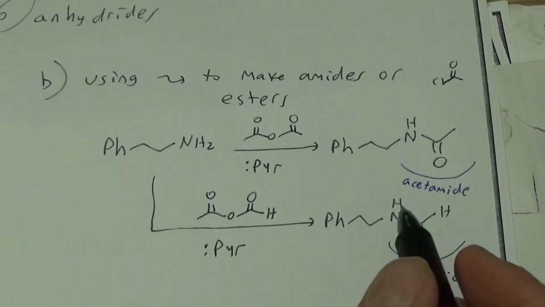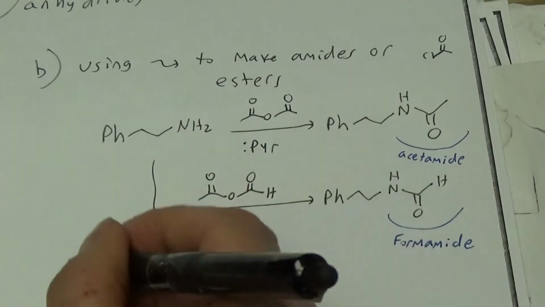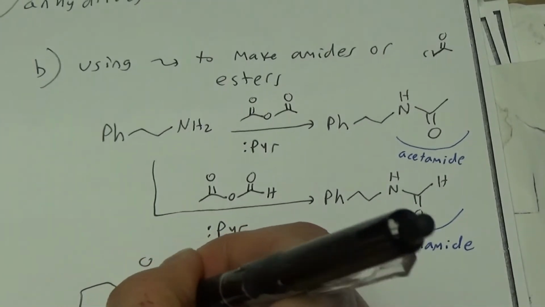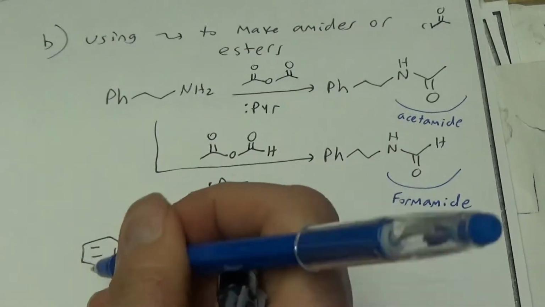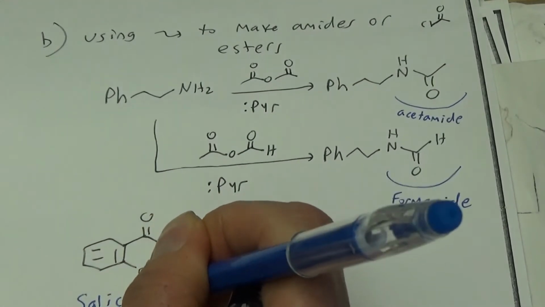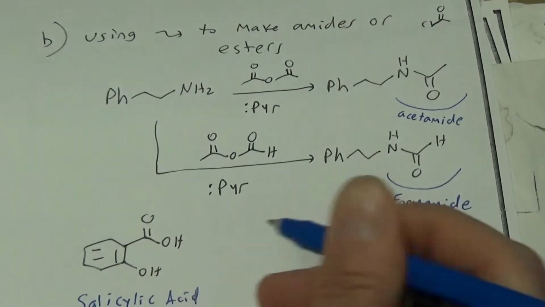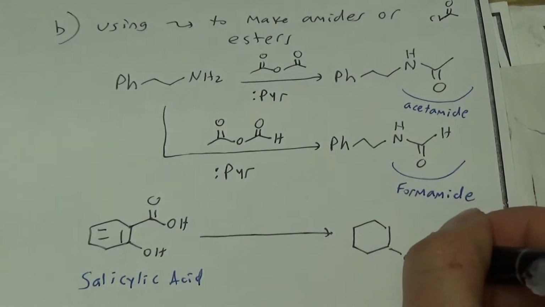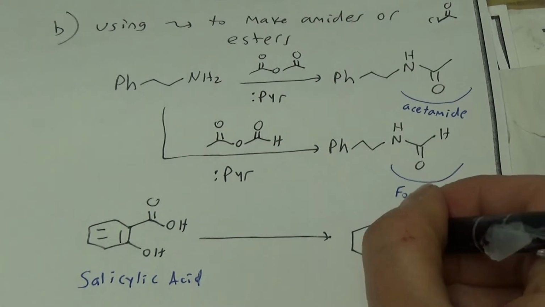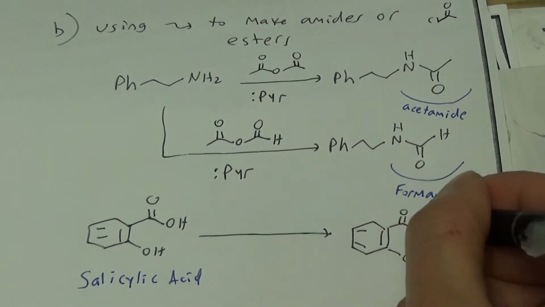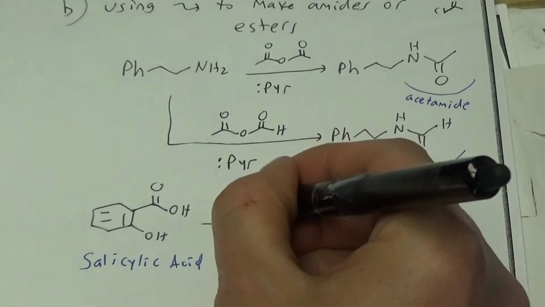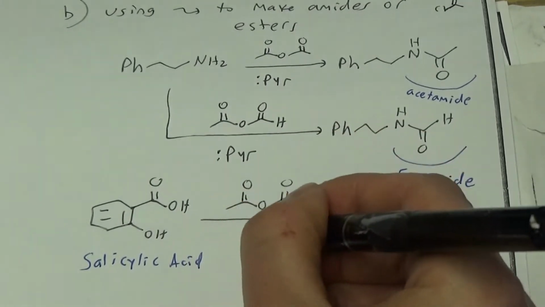Another key use is to make esters, right? You can make amides, you can make esters. One example is aspirin, the synthesis of aspirin. So this is salicylic acid. And if you want to make aspirin, which is acetylsalicylic acid, you would react this with acetic anhydride. Usually with a base like pyridine as well.